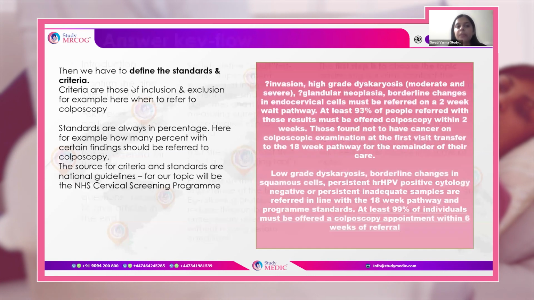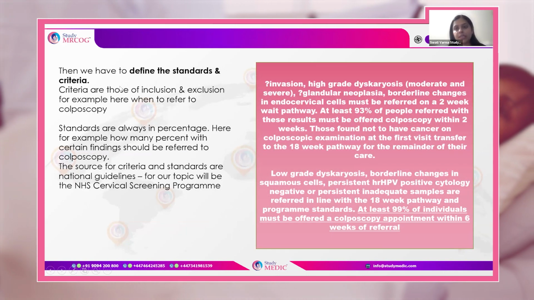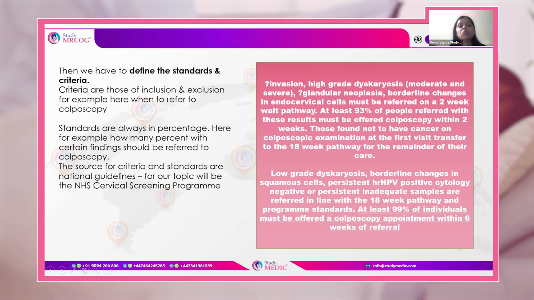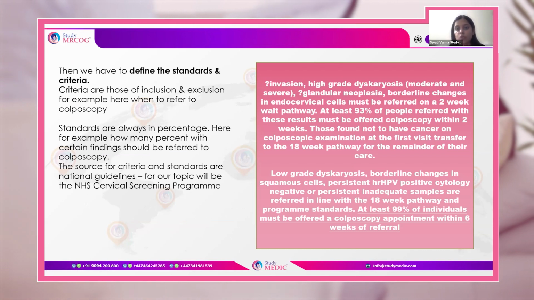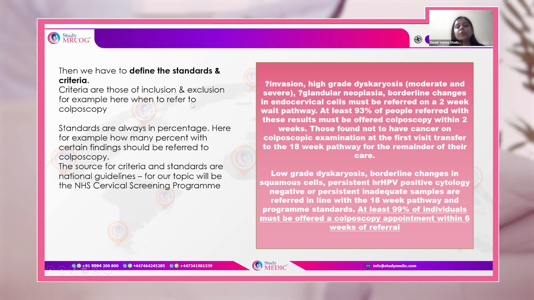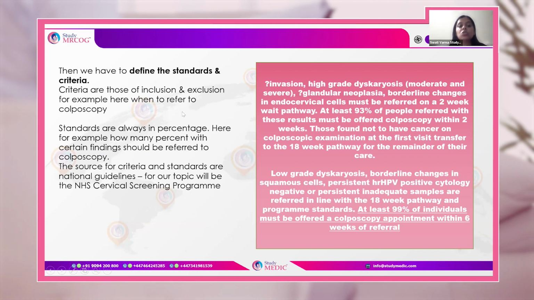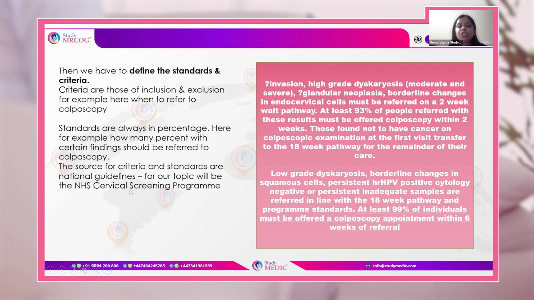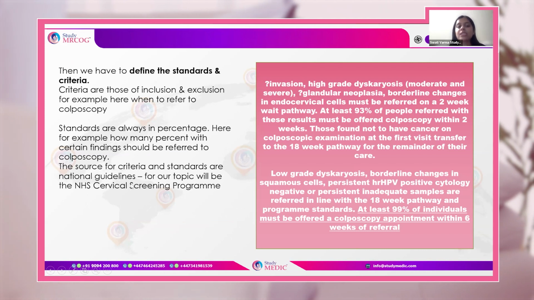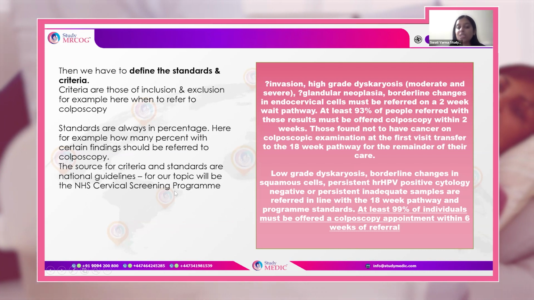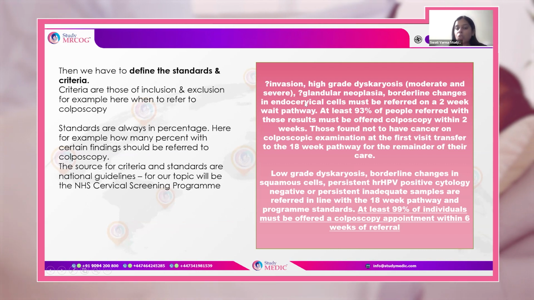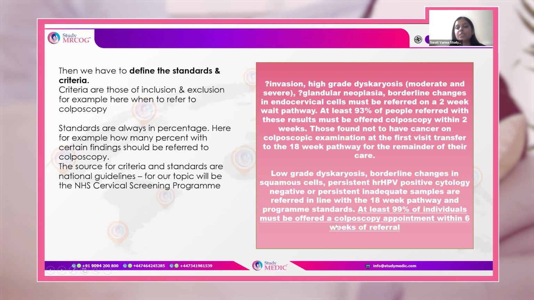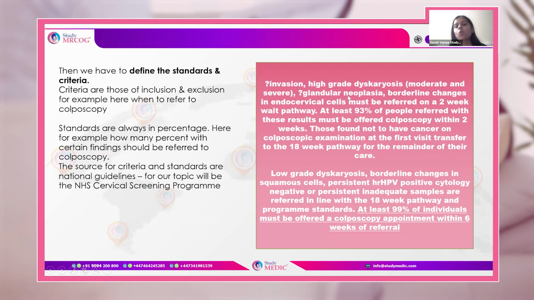Then next step is to define the standards and criteria. Now, criteria are those of inclusion and exclusion. For example, here, when to refer for colposcopy, this you need to emphasize to your ST1. So for this, you need to have a sound knowledge of NHS cervical screening program. So just brush through this guideline, it's very important. So these are important knowledge-based points regarding referral for colposcopy.